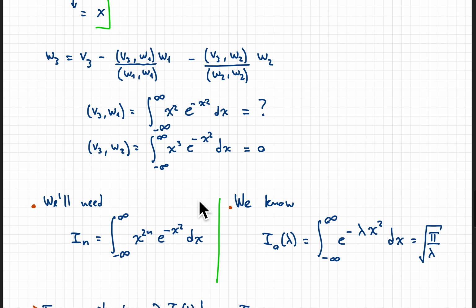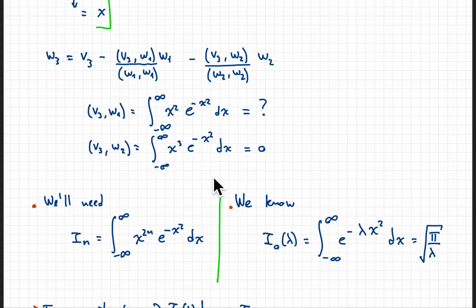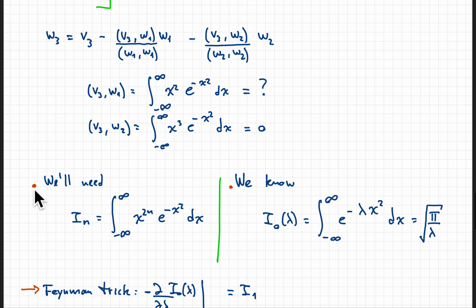Now, we know, and I'm going to say we know, but we'll discuss it in a future video, that the zeroth order integral as a function of lambda, where I've inserted lambda here in the exponent, is a known result. The integral from minus infinity to infinity of e to the minus lambda x squared dx is simply the square root of pi over lambda. This is the result that is known. We'll assume that is known. We'll prove it in a future video. But for now, we'll take it as something that is known.